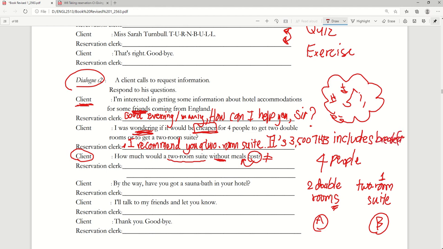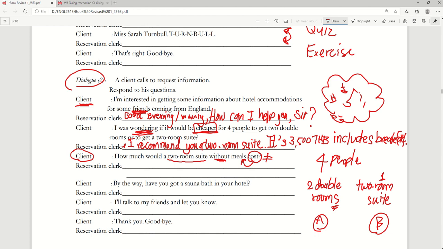It can be breakfast. Okay. I recommend you a two-room suite. It's 3,500 baht, includes breakfast. You have to provide all information as a hotel staff. Do not just let guests ask you question by question. So it means that you have to keep your dialogue long and cover all information as much as possible.